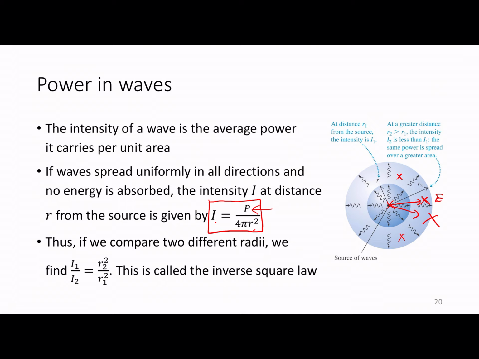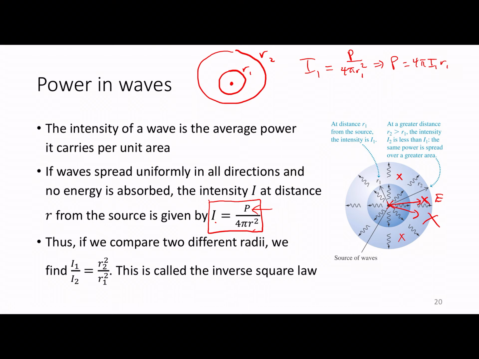If I rearrange this a little bit, I can talk about two different radii. So let's say here's the Earth. Earth is at radius r1. And then way out here is Jupiter maybe at radius r2. Here's the center of the sun. What's the relationship between the intensity of light at Jupiter and at the Earth? So what we can do is we can solve for power. Let's go back to this equation. So the intensity at radius r1 is power, which is just given to us by the sun, over 4 pi r1 squared. Or in other words, if I solve for the power, it is 4 pi intensity times r1 squared.